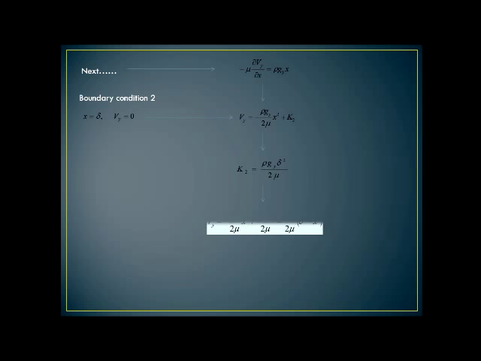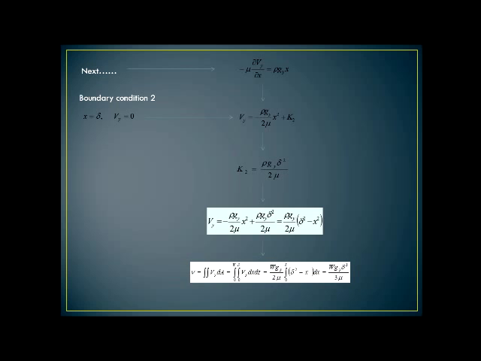Next, for this equation, we must use boundary condition 2. The boundary condition 2 is, and we relate the boundary condition for this equation. So we have this equation. The equation of K2, we will get this equation, and we integrate this equation, so we have this equation.